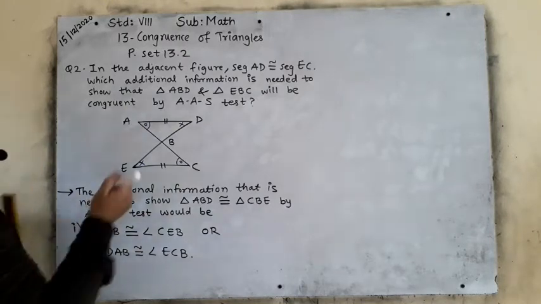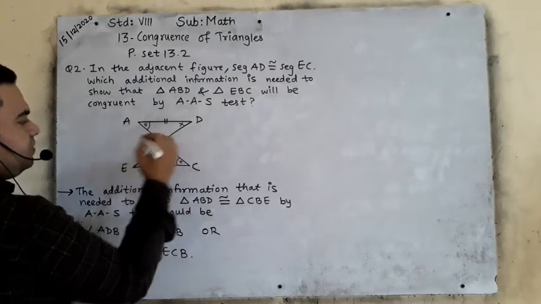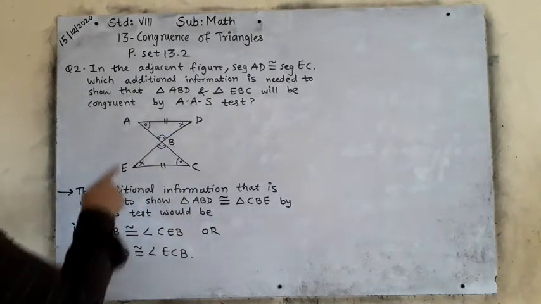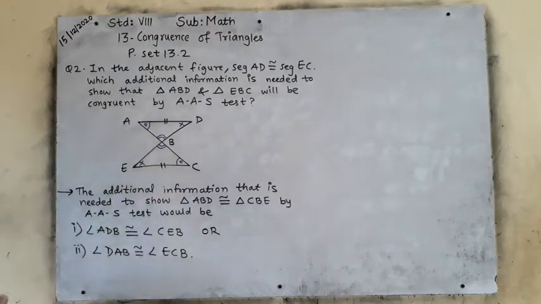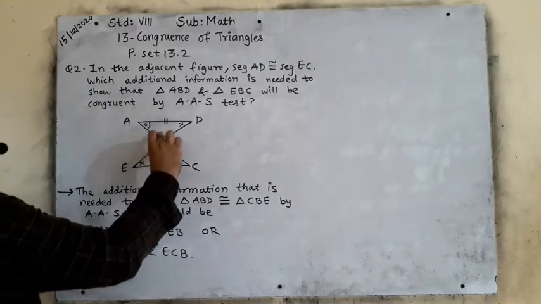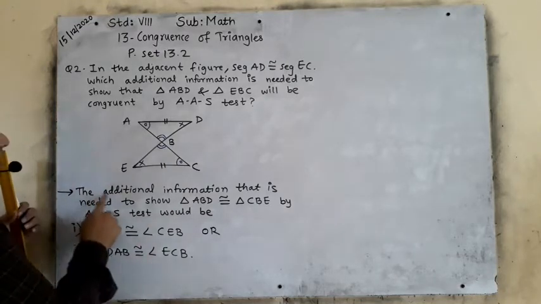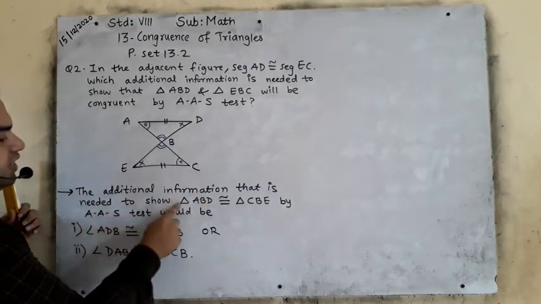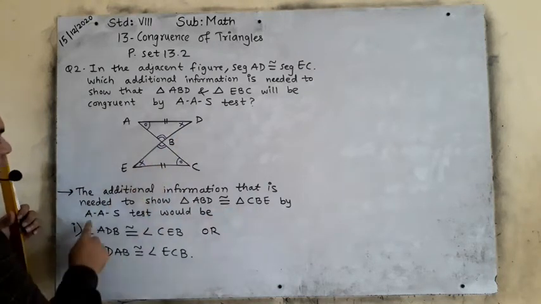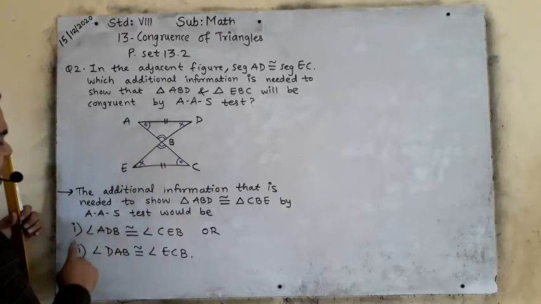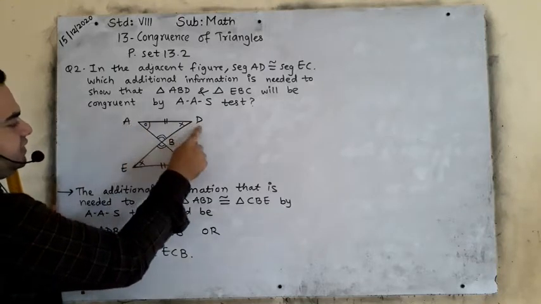Okay, as we know, an X is forming here, so this angle will be a vertically opposite angle, right? See, angle ABD and angle EBC will be vertically opposite angles, right? So therefore this angle is common in both the triangles. So which additional information will we write? The additional information that is needed to show triangle ABD congruent to triangle CBE by angle side test would be, see, number 1, angle ADB.